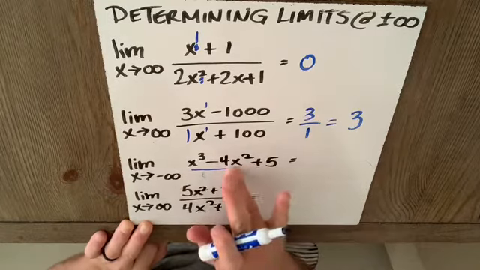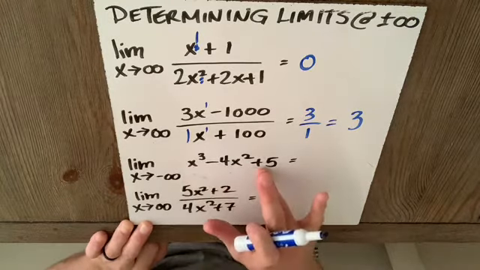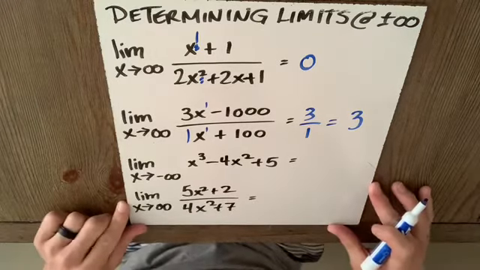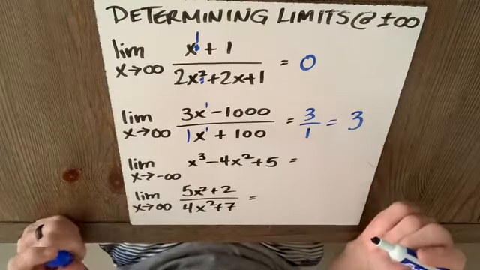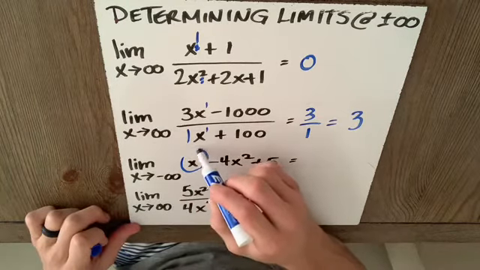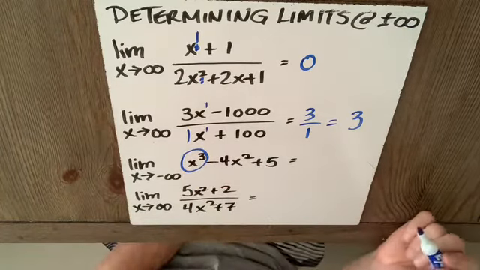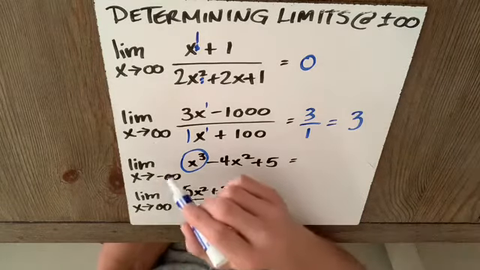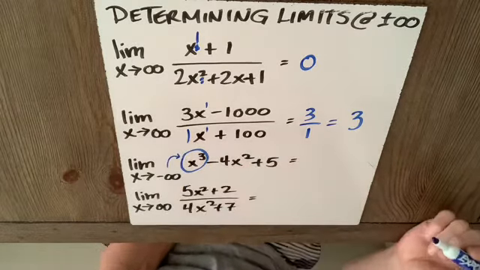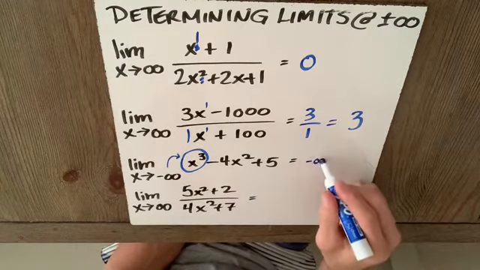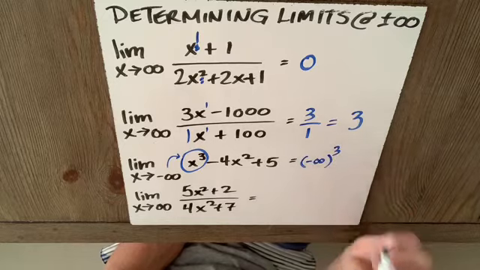Notice, though, this one is going to be top heavy. If it's top heavy, there's no horizontal asymptote. So you might think of this as the limit does not exist, but we can get more specific than that. All we're going to do is look to the term with the highest power, and we're going to substitute in our negative infinity.